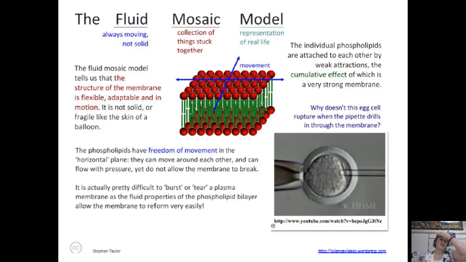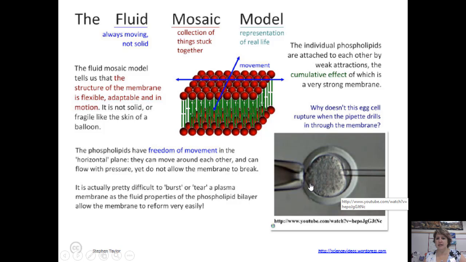All right, so let's go back to what the fluid mosaic model is, and go into that in a little bit more detail. The fluid mosaic model tells us that the structure of the membrane is flexible and adaptable in motion, but it's not a solid, and it's not fragile like the skin of a balloon. So if you were to stick a needle into the skin of a balloon, you would puncture the balloon and it would pop. But if you were to do the same thing and stick a molecule or a needle into a cell membrane, it would not pop.